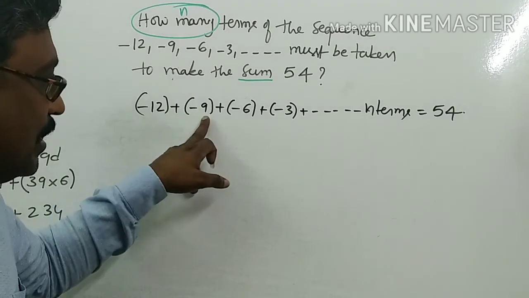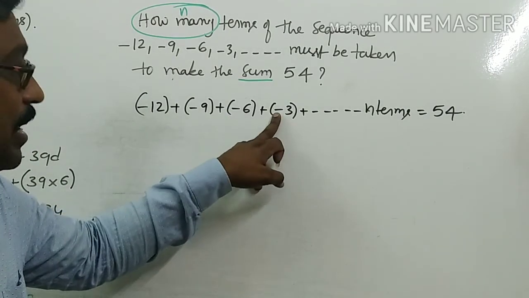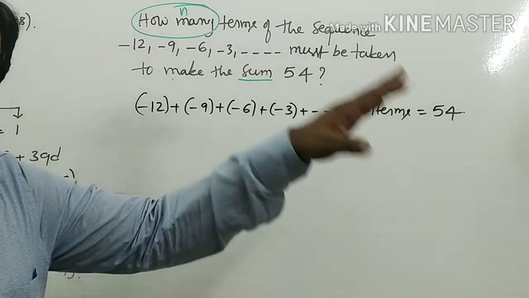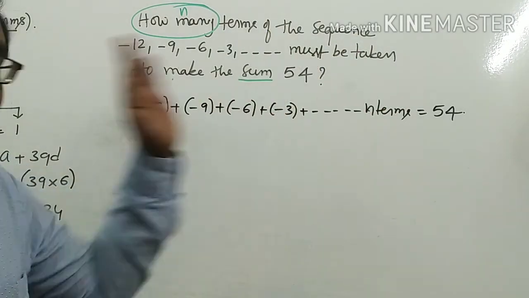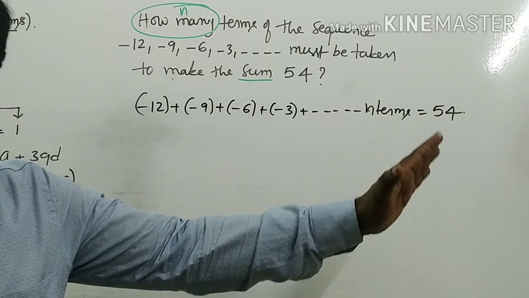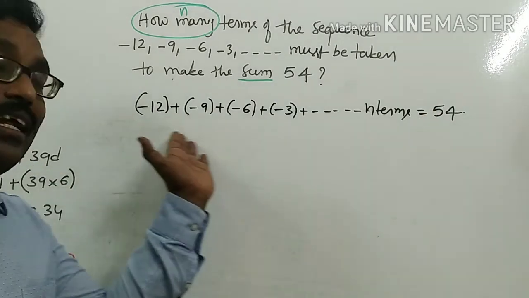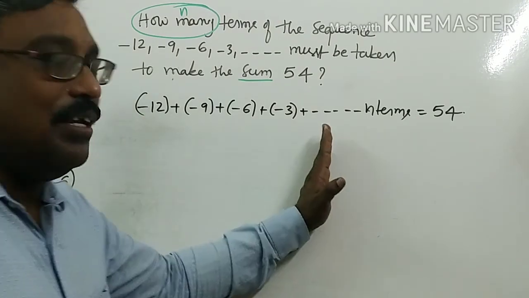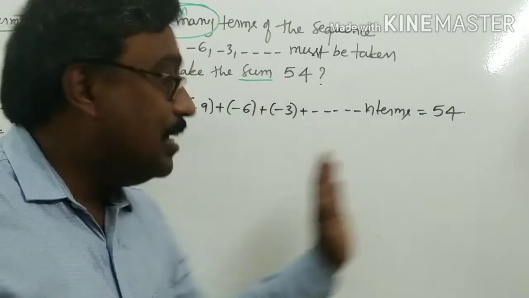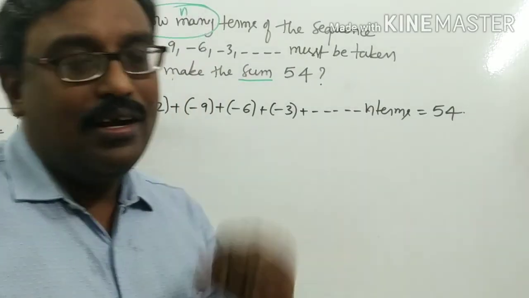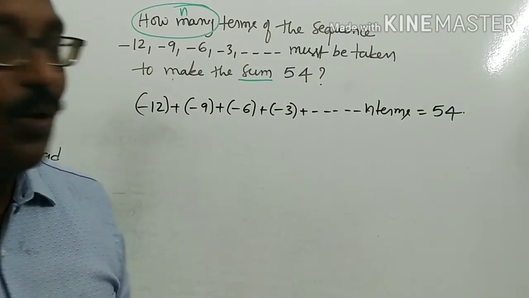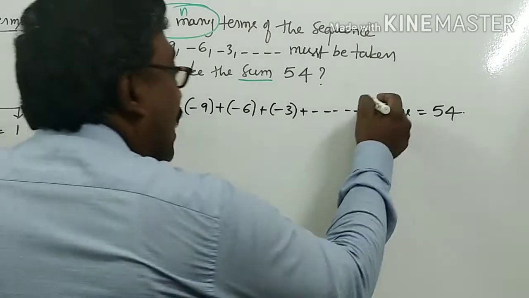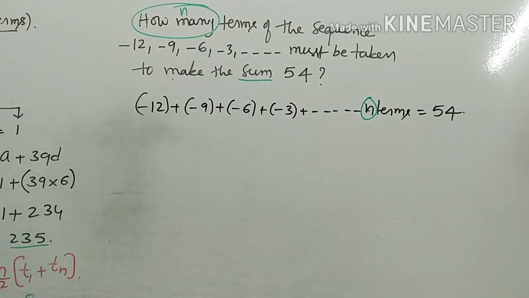See, here negative only, but what happened here? Minus 12, minus 9, minus 6, minus 3. Next, 0, 3, 6, 9, 12, 15, so on it will go. So it is increasing in number order. Here minus, minus, minus. After that you will get 0. Then you will get plus. Then if you add these together, definitely plus will come. So how many terms should you add to get the value 54?